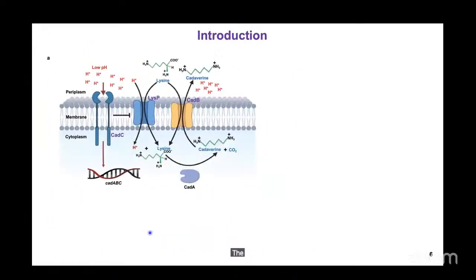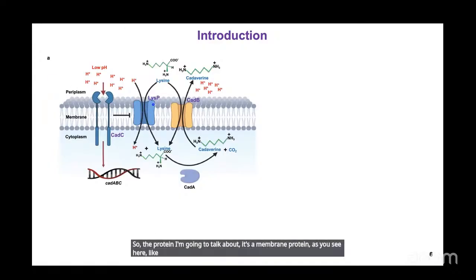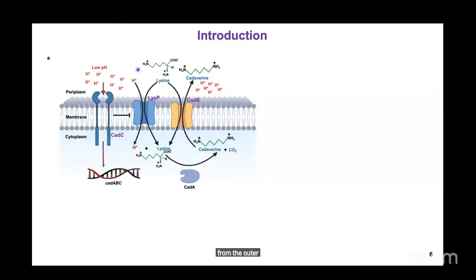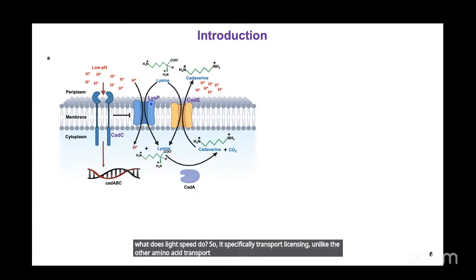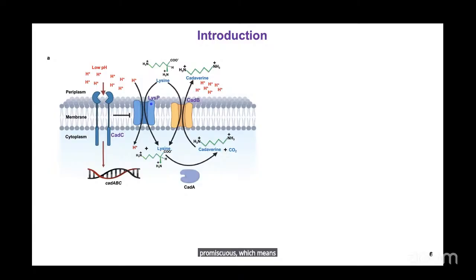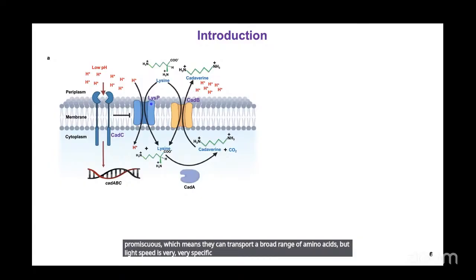The introduction. So the protein I'm going to talk about is a membrane protein, as you see here, called LysP. It specifically transports lysine from the outer cell to the inner cell. So what does LysP do? It specifically transports lysine. Unlike the other amino acid transporters, which are very promiscuous, meaning they can transport a broad range of amino acids, LysP is very, very specific.